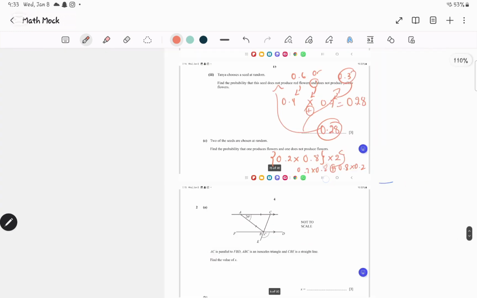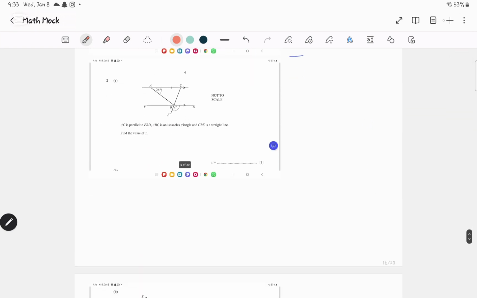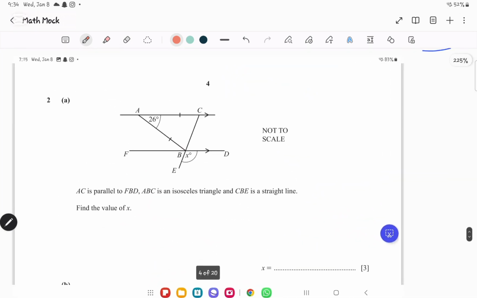Now we will move on to the last past paper. Alright, so now we are at 2a. AC is parallel to FBD, ABC is an isosceles triangle, and CBE is a straight line. Find the value of x. This is an isosceles triangle, so very simply, this angle and this angle are equal. So we do 180 minus 26, 154, and then we divide it by 2 to get 77 here and 77 here.